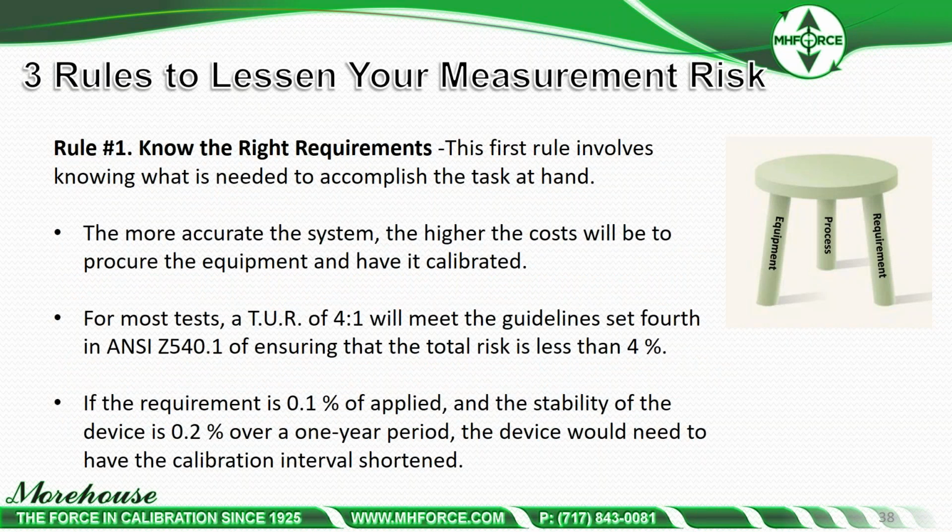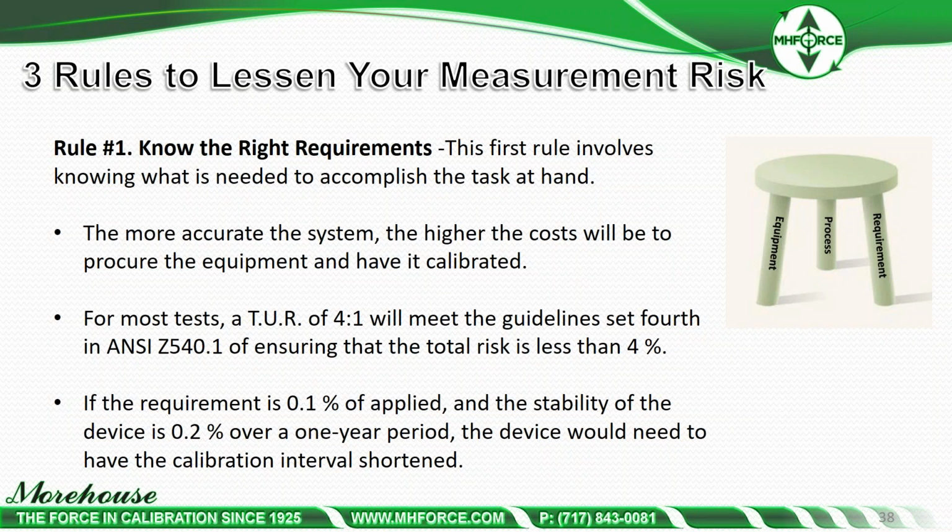If we look at these individually, first, know the right requirements. The first rule involves knowing what is needed to accomplish the task at hand. The more accurate the system, the higher the cost will be to procure the equipment and have it calibrated. That's pretty much common sense. If you're going for the utmost uncertainty, you may have to go to NIST for calibration. There may be no one else. You may have to accept the 1-to-1 TUR if you're using certain standards that are the same as what the NMI in the country uses. Lots of times the best you can get is the NMI in the country, or you can go outside.